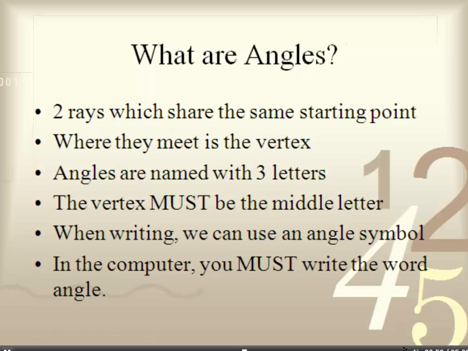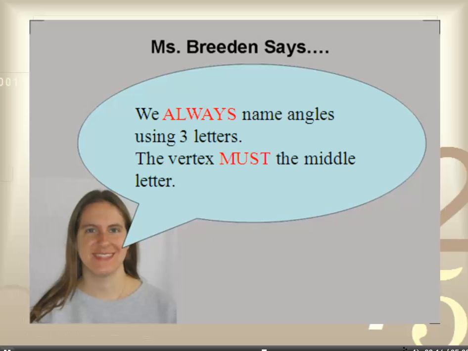We're also going to work a lot with angles in this course. An angle is 2 rays starting from the same point called a vertex. We're going to learn today how to name these angles. The key thing to remember when you're naming angles is that we always use 3 letters, and the vertex, or where the 2 corners meet, must be the middle letter.